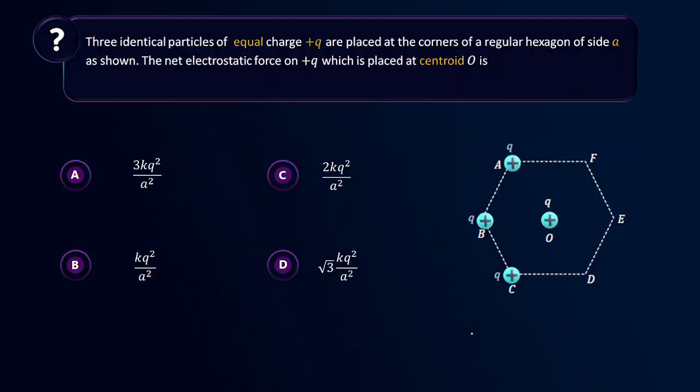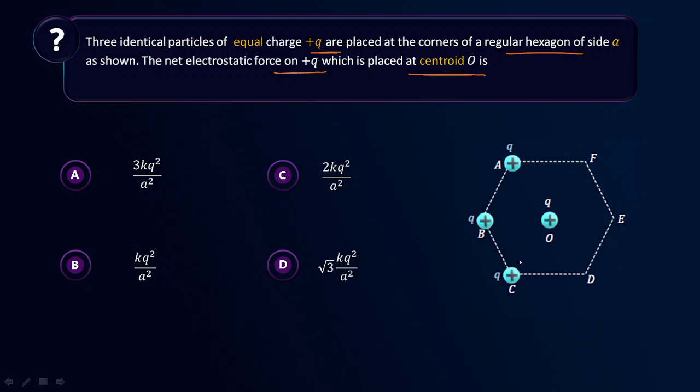So next question is, three identical particles of equal charge plus q are placed at the corners of a regular hexagon of side A as shown in the diagram. Net electrostatic force on plus q, which is placed at the centroid, will be how much?